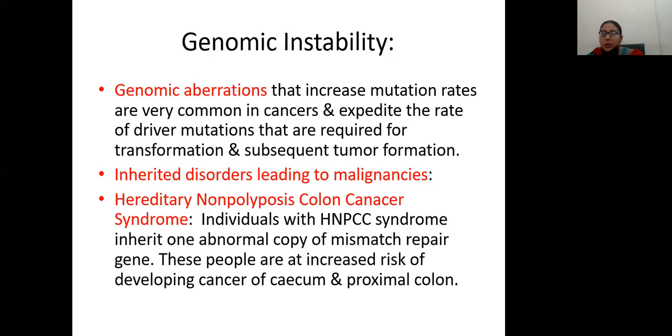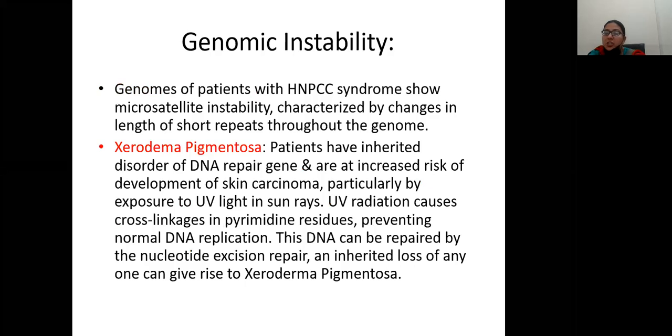As an example, we will discuss one by one, like hereditary non-polyposis colon cancer syndrome. This tumor is responsible for an abnormal copy of a mismatch repair gene, like MLH1, MSH2, MSH6. These people are at increased risk of developing cancers of the cecum and proximal colon. The patient with hereditary non-polyposis colorectal carcinoma shows microsatellite instability, characterized by changes in the length of short repeats throughout the genome. So this is an example of genomic instability.